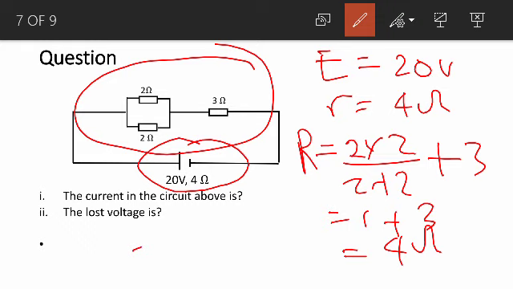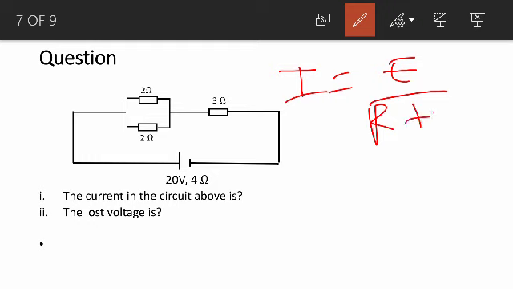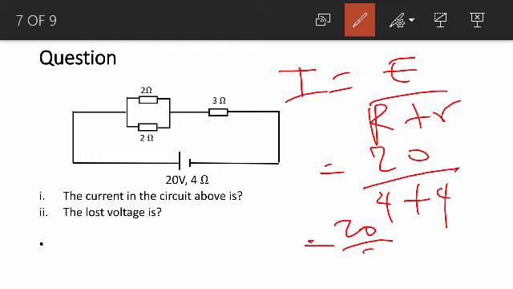Okay, so we can say here that our current I, which is equal to E over R plus r, is the same thing as 20 over 4 plus 4. That will give us 20 over 8. And 20 over 8 is going to give us 2.5. So our current is 2.5 amperes.